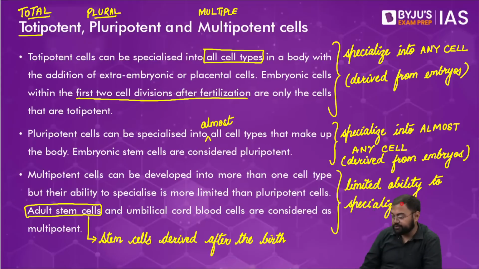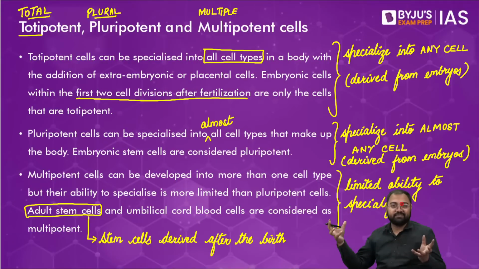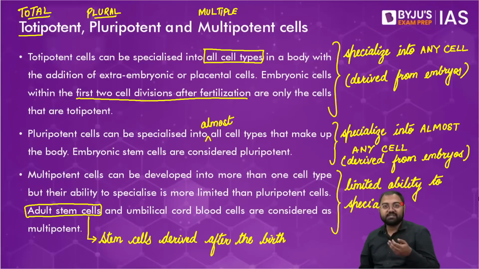So it has a limited ability to specialize, meaning that adult stem cells or the multipotent stem cells cannot specialize into anything, which was the case with totipotent or pluripotent cells. Because here the body has already developed, the individual has developed. So now the stem cells which are near the heart will specialize only into heart cells, or let's say muscle cells near the heart. The stem cells that are near the brain will specialize into brain cells. So it becomes more limited in its ability to specialize compared to the totipotent and the pluripotent cells, which have a much wider ability to specialize. So that's the basic difference between these three types of stem cells.